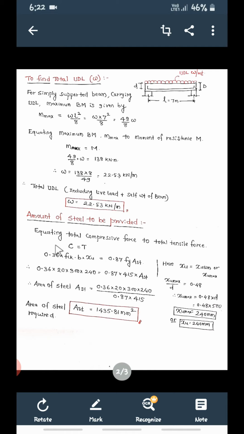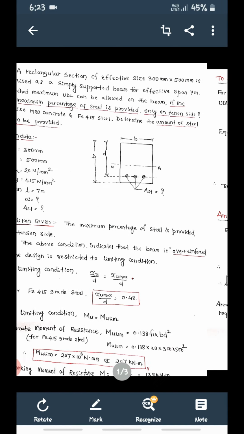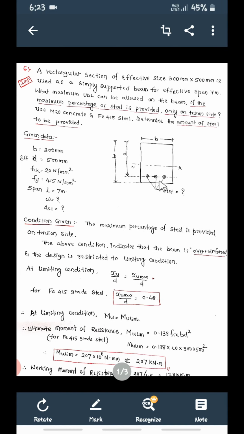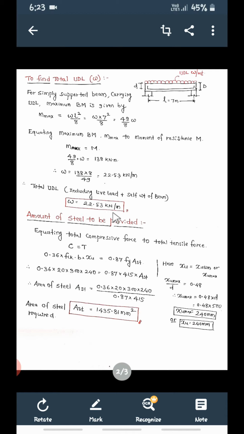The second quantity they have asked is the amount of steel to be provided. So how much steel is required here? They have mentioned that the maximum percentage of steel is provided. So how much steel are we going to calculate? That is the area of steel. For this, we are going to equate the total compressive force to the total tensile force.